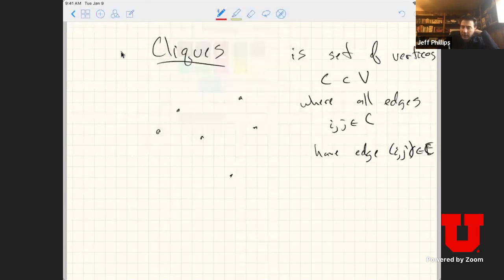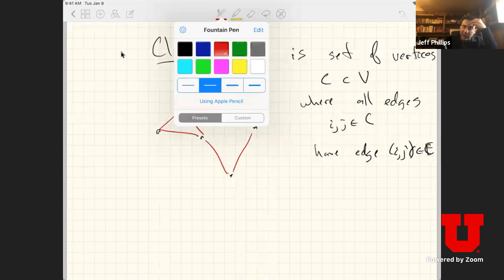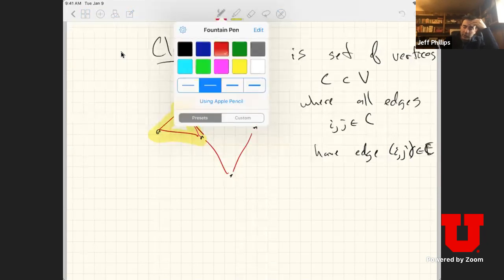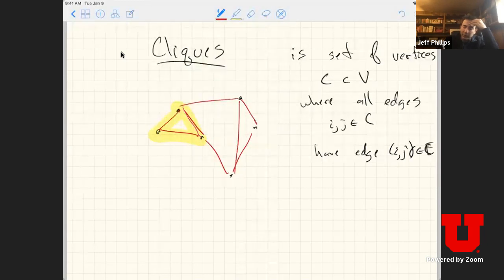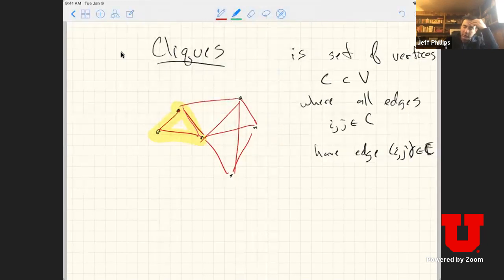So if I have a graph here, the only cliques here are the boring things. All vertices themselves are cliques, right? Each individual vertex is a clique. Every edge is a two clique. If I do this, then this counts as a three clique. I can also add in these edges, and now this is a four clique.